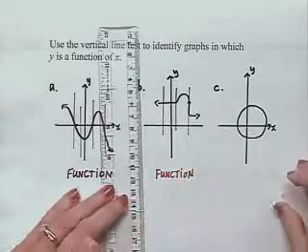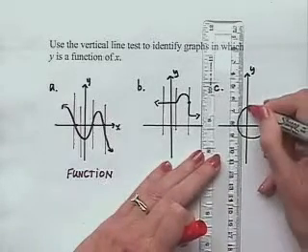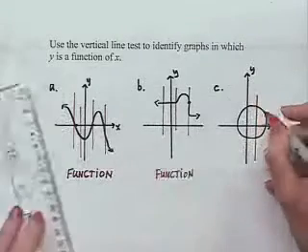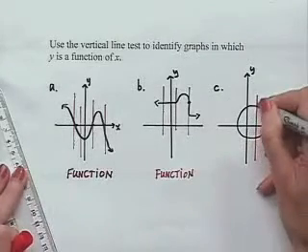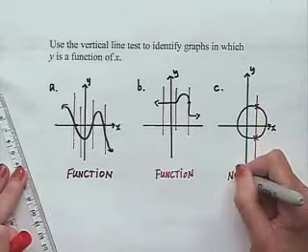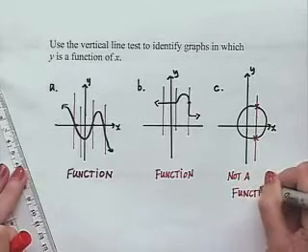In our third example, though, we can see pretty readily, in fact, we can see the y-axis itself hits the graph more than once. A circle is not going to be a function. For the same x value, we're going to have two different y values that correspond. And so, this is not going to be a function.